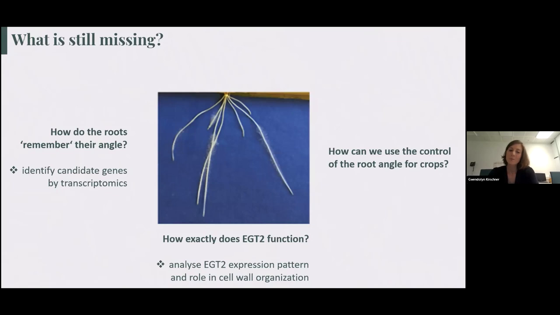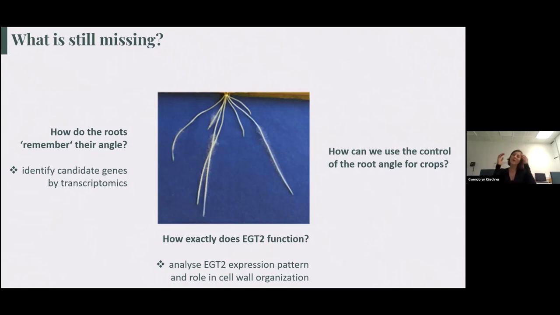Secondly, I'm interested in how EGT2 functions in more detail, because right now we only looked at the transcriptomics level, but we don't actually know what the role of EGT2 in cell wall organization is. I would also like to analyze the EGT2 protein expression pattern in more detail by creating translational reporter lines. And this knowledge I would like to apply to agriculture.